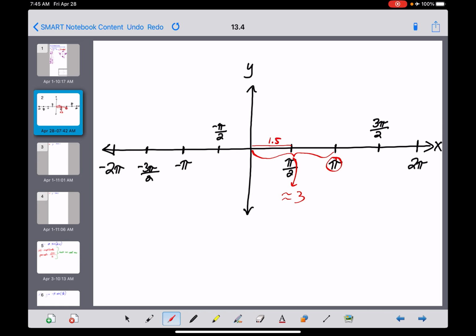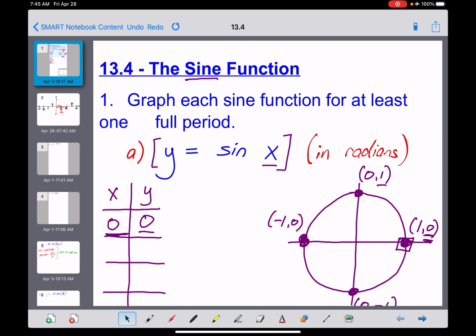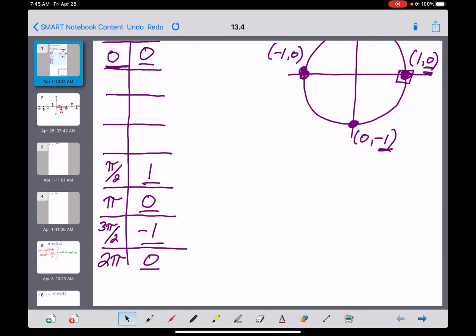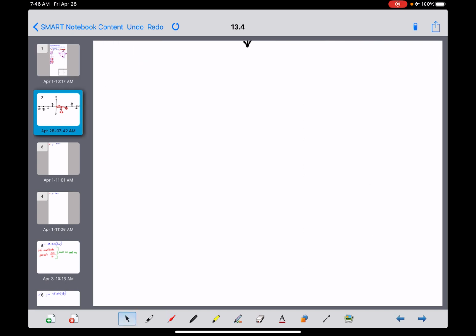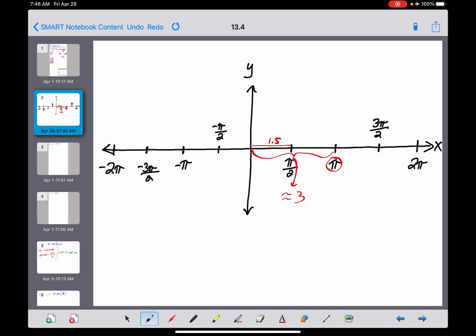Now, if you go back to the table that we made here, everybody, the biggest value that we came up with for sine of x in this problem was 1. The smallest value it looks like we've come up with so far is negative 1. So that means that as I go to label this graph, the highest I need to go here is 1.